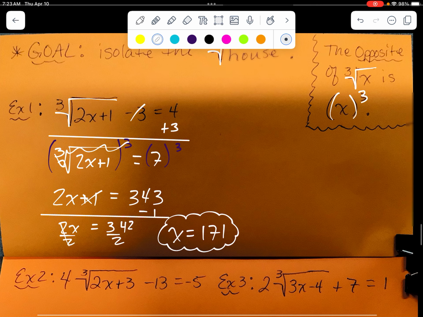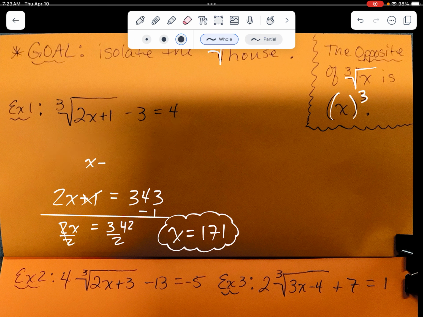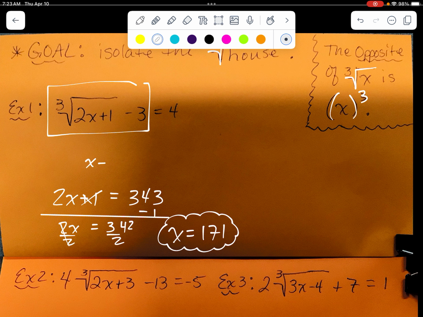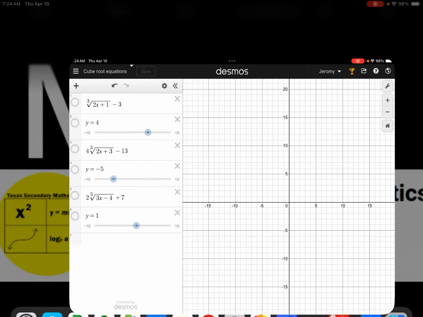So what does that look like in Desmos or in a graphing calculator? Let's look at how you would do this in the graphing calculator. If I erase some of my work up here, what we're going to do is type this here in input box 1, and then type in y equals 4 in input box 2, and calculate the intersection. The x value of the coordinate is going to be our answer.